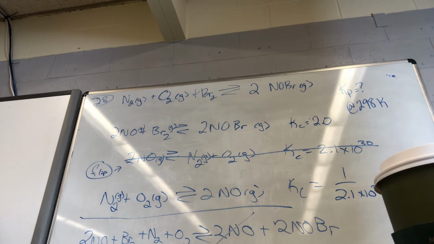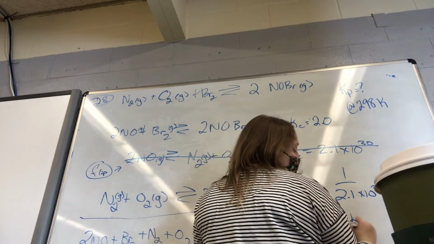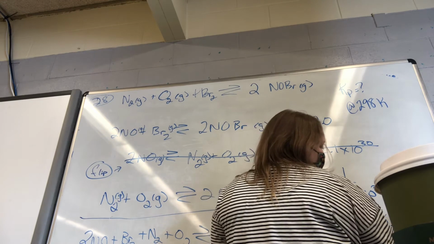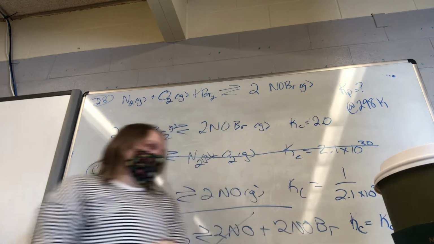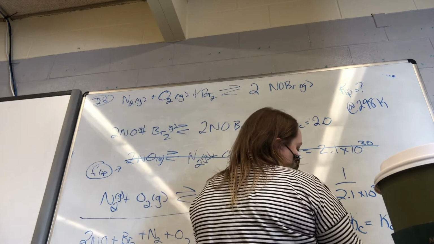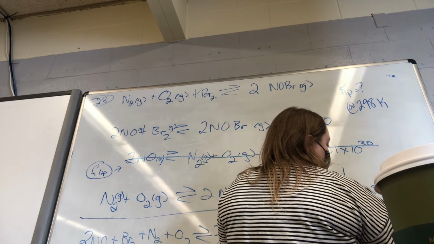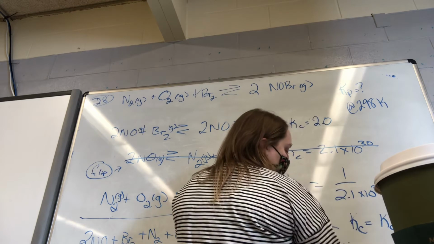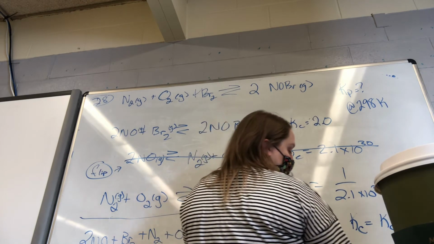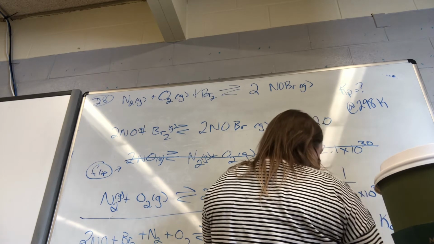Should be our goal. When we add them together, what do we do with K's? Not add. Multiply. Okay, so when you multiply them together, what'd you get? All right, hold on. 9.545 times 10 to the negative 3. Okay, are we done?